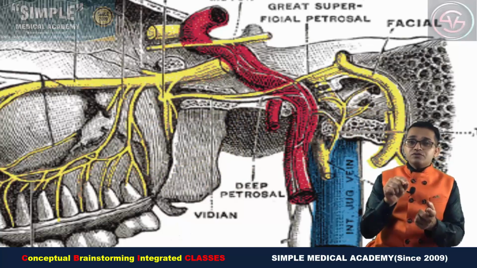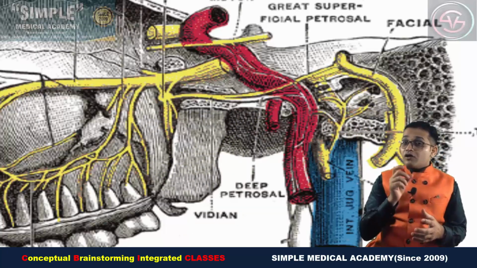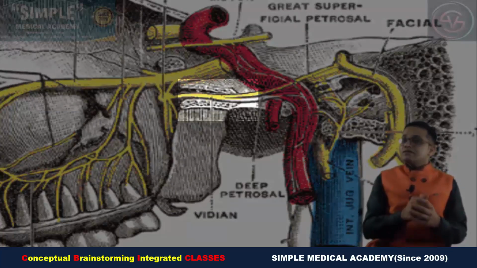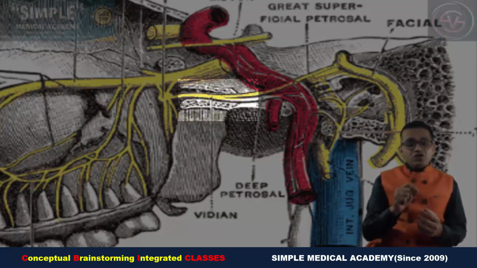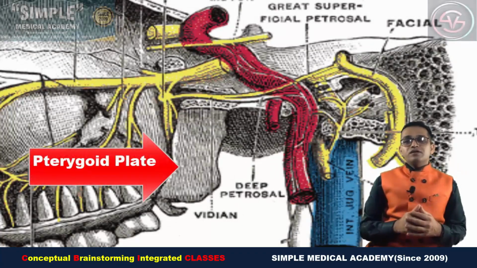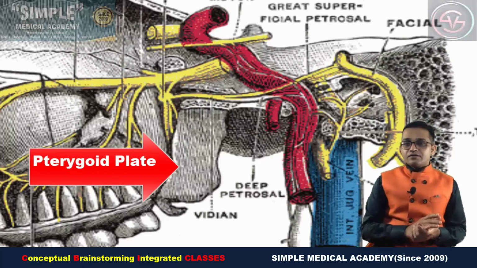Then both these nerves are running on the anterior wall of the foramen lacerum, and on the anterior wall there is one bony canal located. Again you can see this image. This bony canal is located just above the pterygoid bone. That's why this bony canal is known as the pterygoid canal.